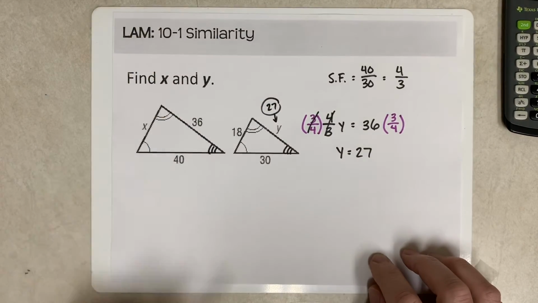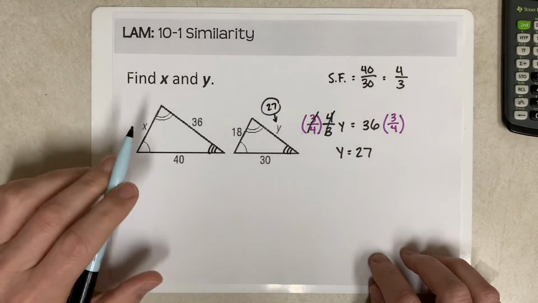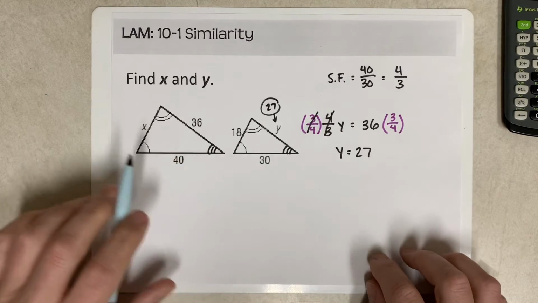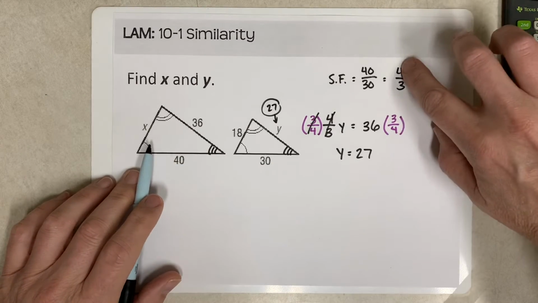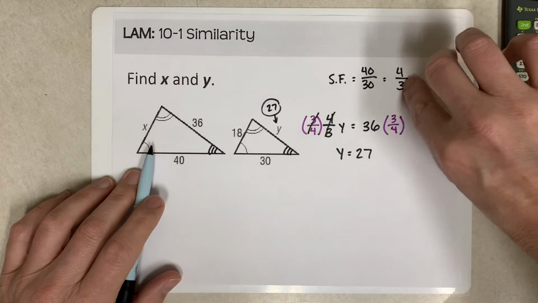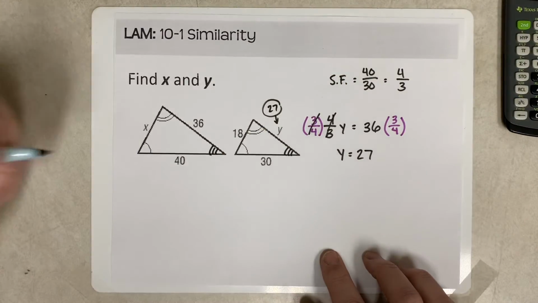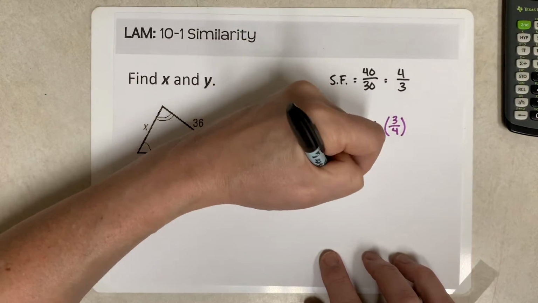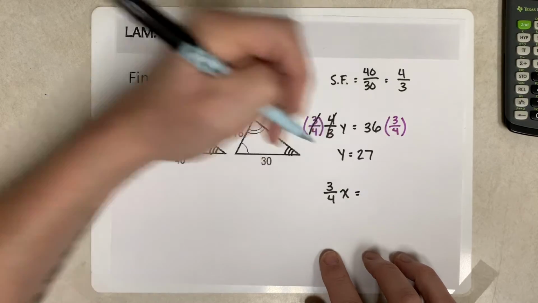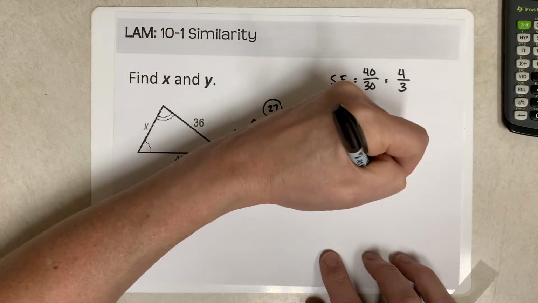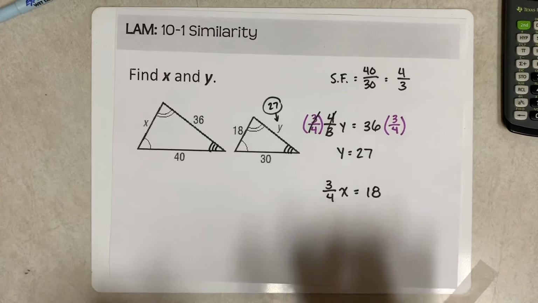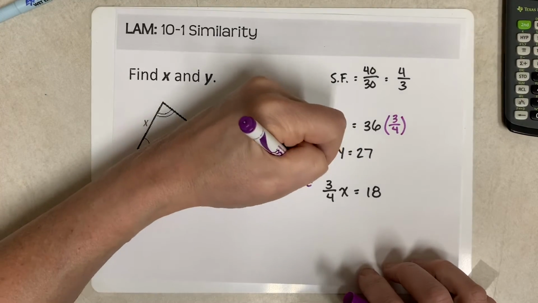Okay, now we need to get x. And so to find x, we have to go from the big triangle to the small one. So we need to multiply by the reciprocal of 4/3, which is 3/4, to make it smaller. So that means that 3/4 of x is equal to 18. So I'm going to do the same thing I did before. I'm going to multiply this time by 4/3.